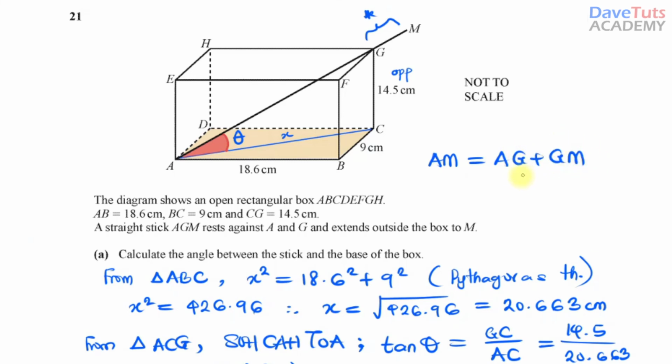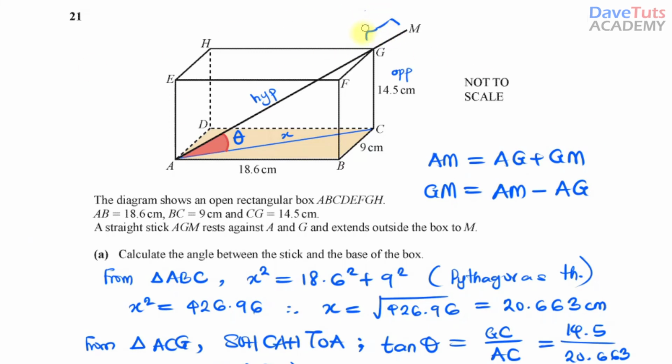Since we are being asked to show that GM is 4.8, we just need to say that GM is AM, which is the whole length that we are given, minus AG, and that AG is nothing but the hypotenuse in this particular case. So we have the opposite as 14.5, and the base, which is the adjacent, as x. We can find the hypotenuse either by using Pythagoras theorem or by using trigonometry, SOHCAHTOA. Then if we get GM by subtracting AG from AM to be 4.8, our work is done and dusted, and we have proved what we are asked to do.